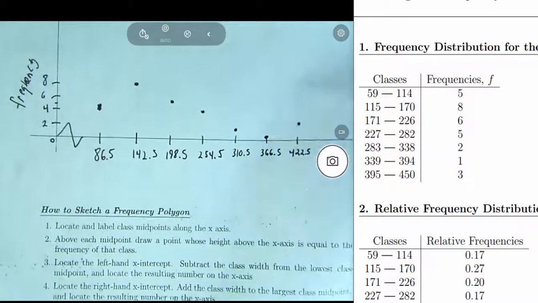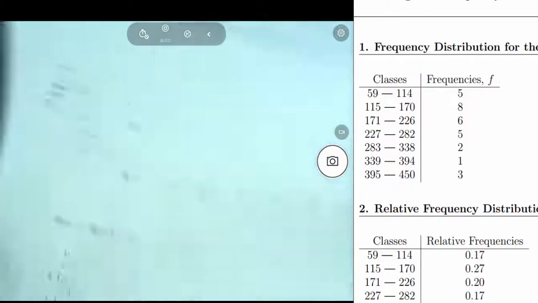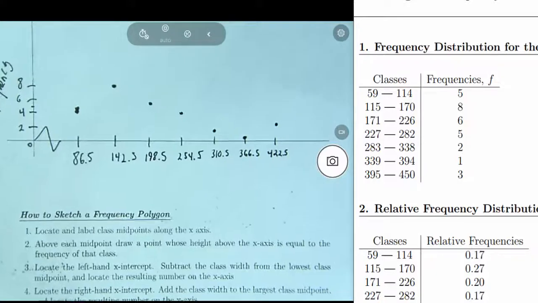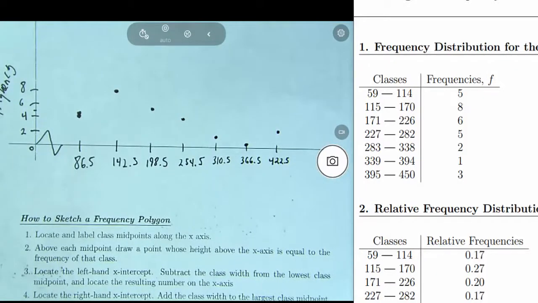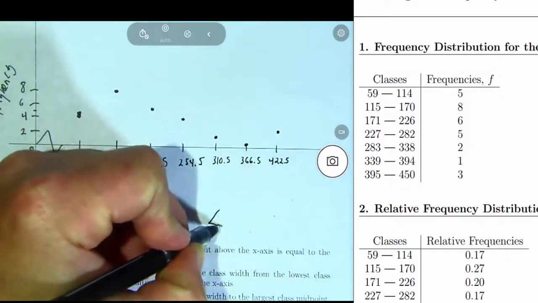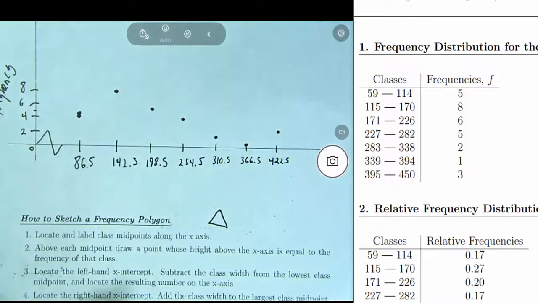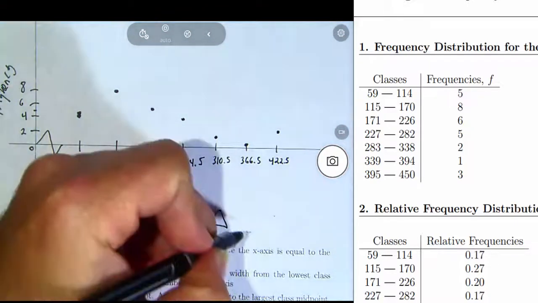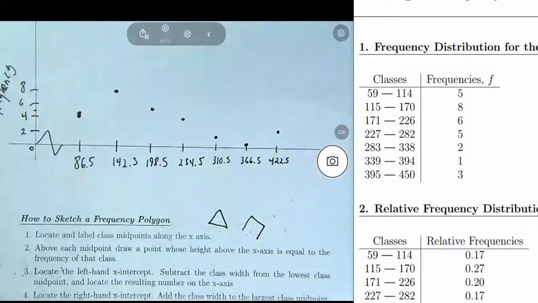Let's finish this thing. We'll do steps 3 and 4, 5 and 6 here. Step 3 now. We're going to locate the left-hand intercept. So we're making a polygon. A polygon is a closed geometric figure, consisting of line segments. You're familiar with polygons. A triangle is one type of polygon. It's a three-sided polygon, and it's a closed figure. It's not open. This would be an example of an open three-sided figure. This is not a polygon because it's not a closed figure.